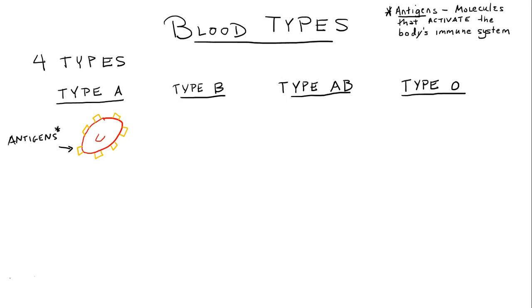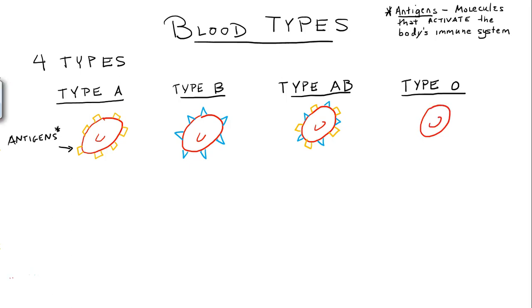And so type A blood has a certain set of red blood cell surface markers called antigens. Type B blood has a different set of cell surface antigens. If a person has type AB blood, then they have both types of antigens on their red blood cell surfaces. And a person who has type O blood doesn't have those antigens on its cell surface.